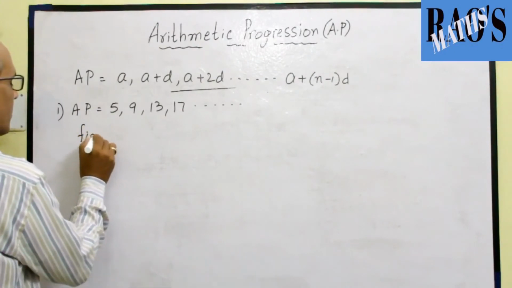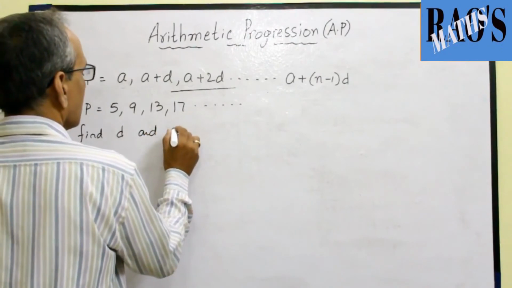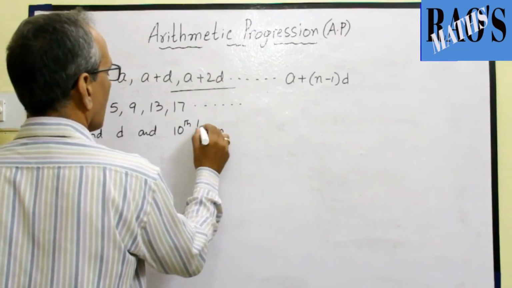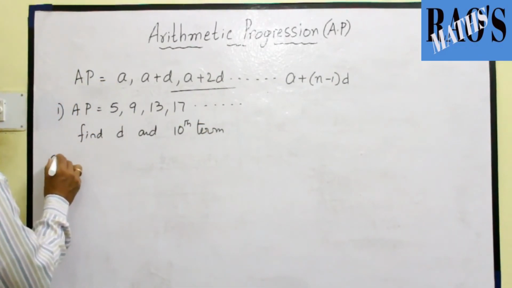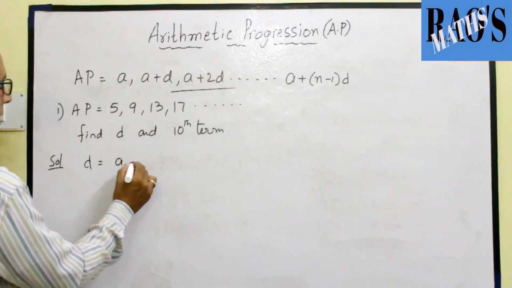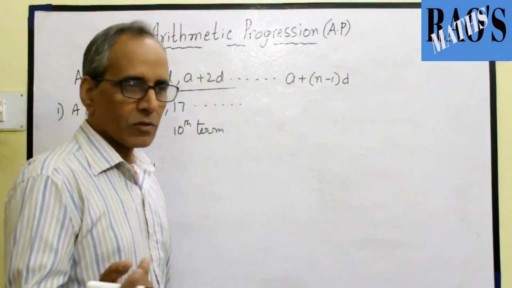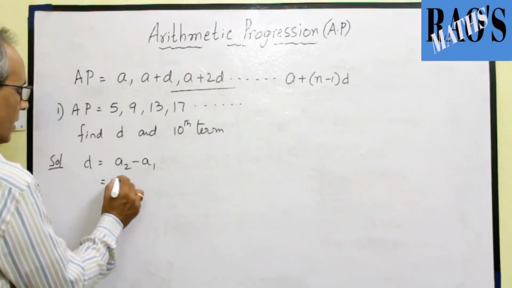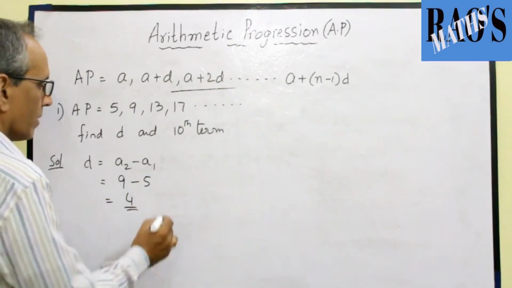The question is: find d and the 10th term. Of course that is a10, we know. So in our solution we find d is a2 minus a1. That means any two consecutive numbers you can choose of your choice. Here I take a2 and a1. That is 9 minus 5. The d is 4.